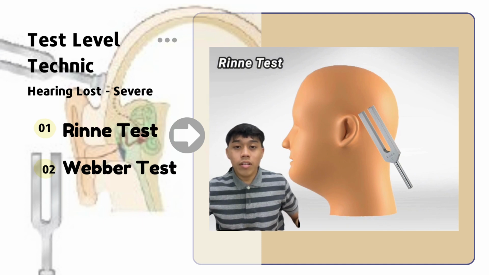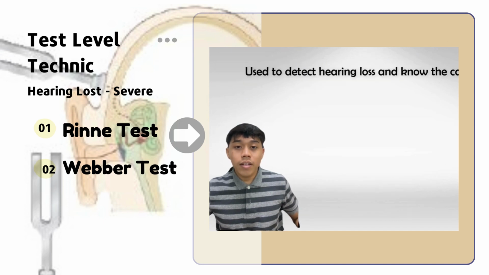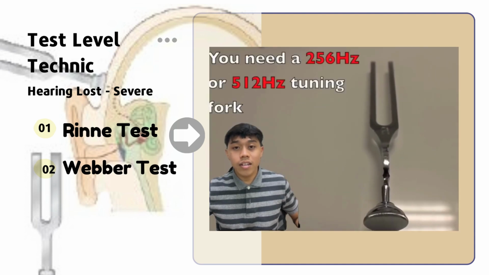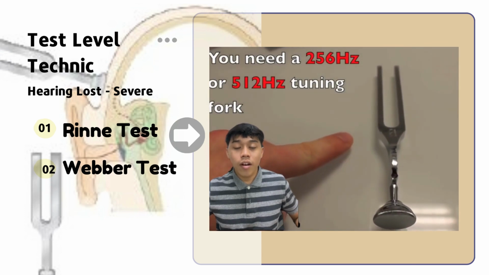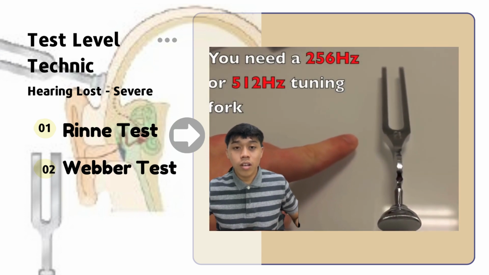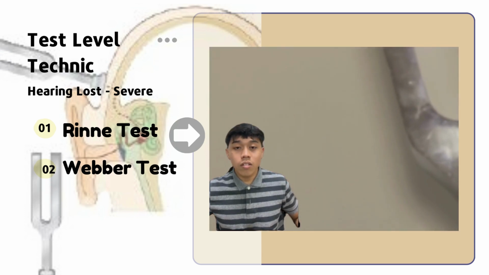Now we go to the materials used. The material used in this hearing test is the tuning fork. The tuning fork is useful in assessing hearing loss, and this test is performed using a 512 Hz tuning fork. So how to activate the tuning fork?